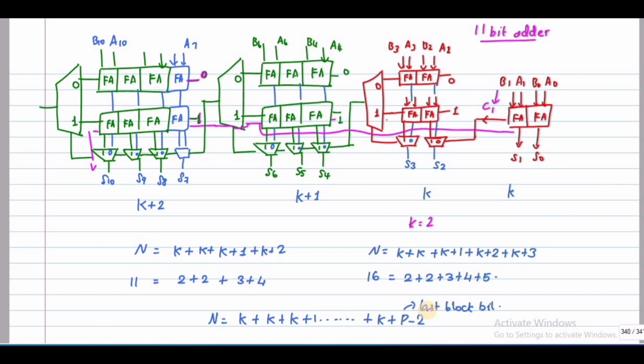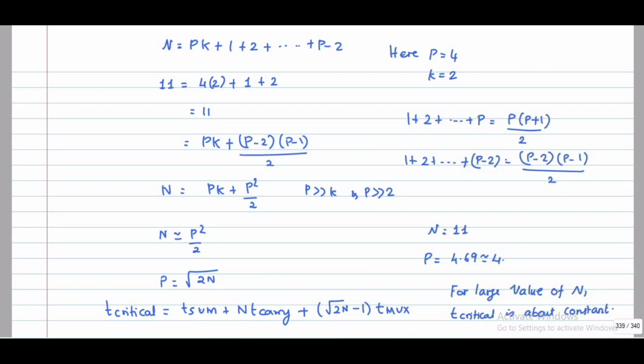Here, since it is an 11-bit adder, the p value is the last block bit, which is equal to 4. So I can write this formula: n is equal to pk plus 1 plus 2 plus up to p minus 2. Here the k value is equal to 2 and the p value is equal to 4. So I can write 11 is equal to 4 into 2 plus 1 plus 2, that is equal to 11. So LHS is equal to RHS.